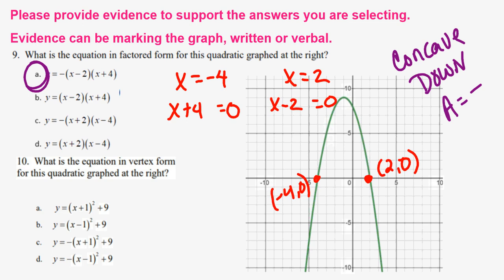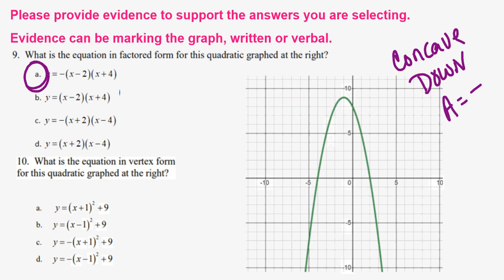Now for 10, it's saying what's the equation in vertex form? So again, we want to think about concavity. We know it's concave down, so a has to be negative, and we want to find the vertex for our graph. And so my vertex is at -1, 9, meaning it moved to the left 1 and up 9. So which equation would show both of those things? That would be C. I can see the concavity in front being negative, going to the left 1 and up 9 for my equation.